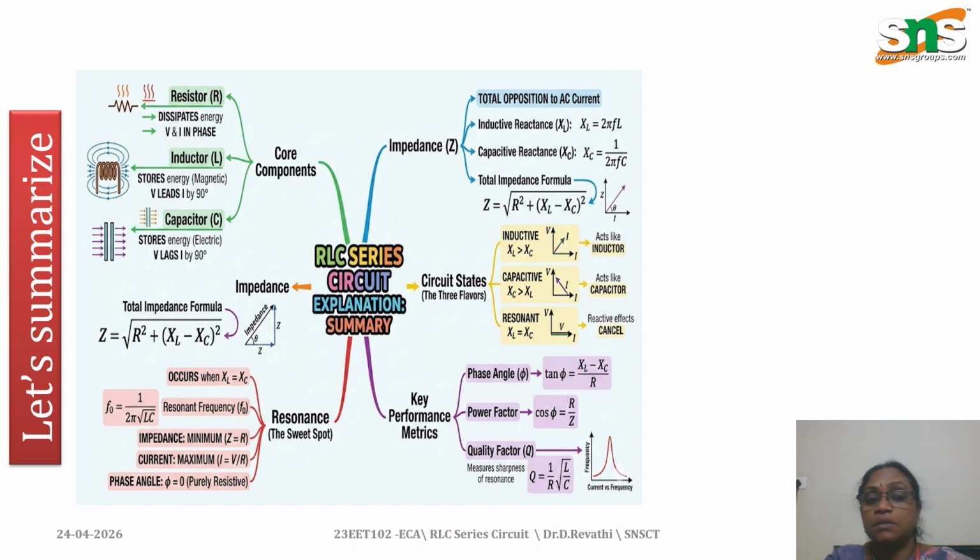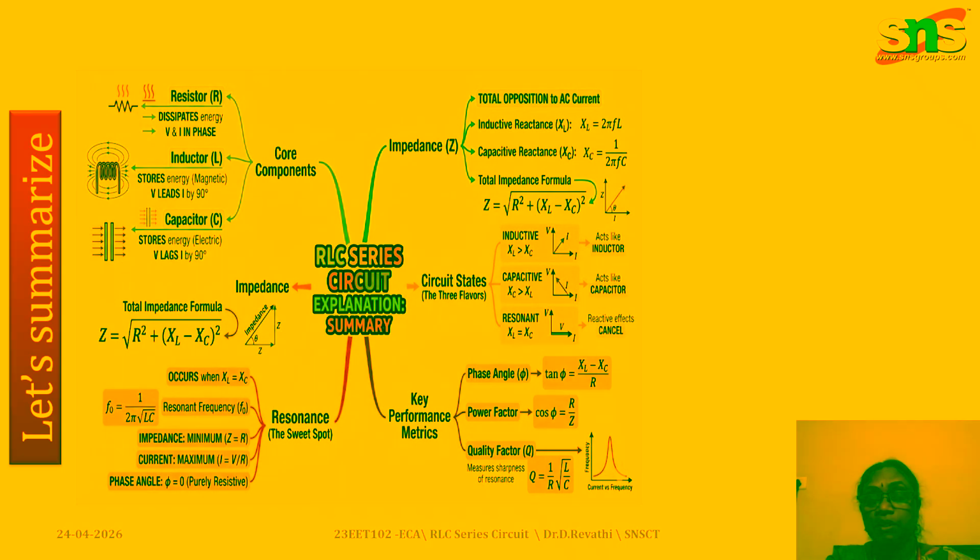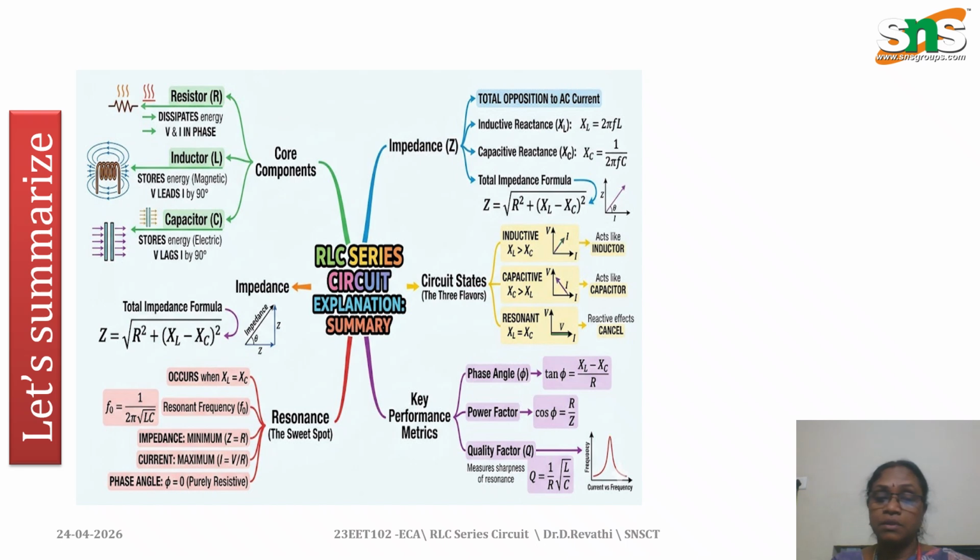This is my summarization. We discussed RLC, along with the impedance Z equal to the square root of R squared plus XL minus XC the whole squared. For an inductor, the voltage leads the current by 90 degrees. When XL is equal to XC, I and V are in phase. For a capacitor, the voltage lags the current by 90 degrees. F naught is the resonant frequency, F naught equal to 1 by 2 pi root LC. All this information we discussed in the lecture.